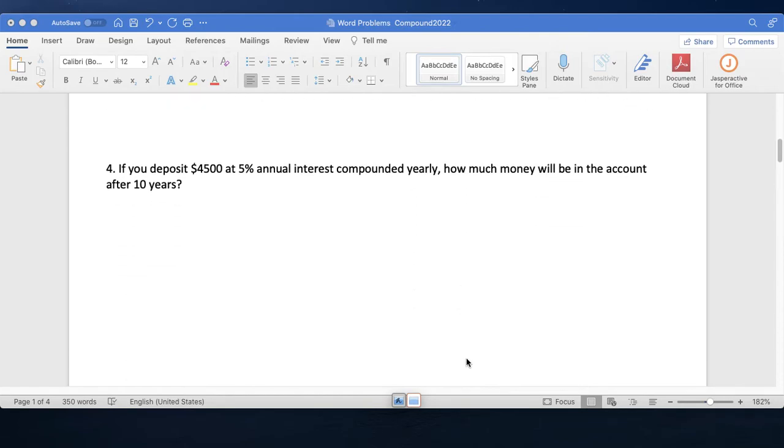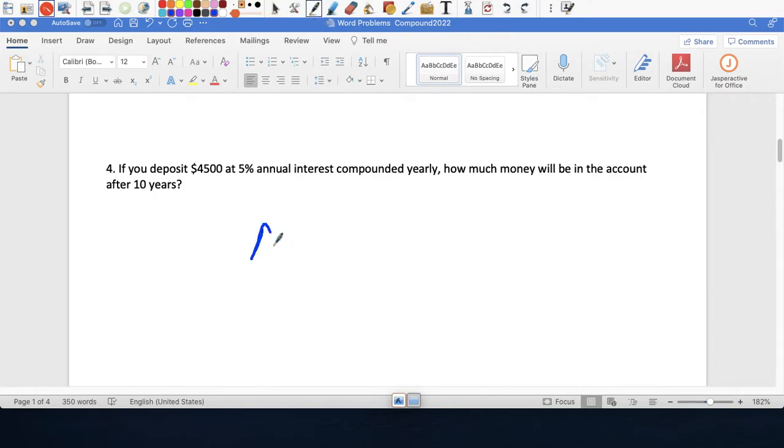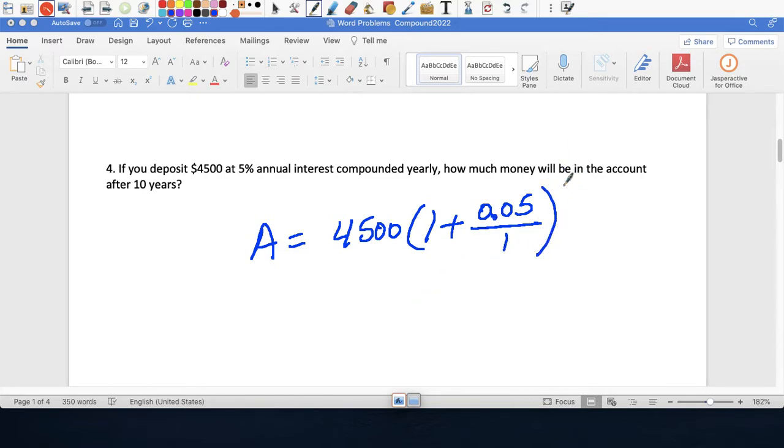4, if you deposit, how much money will be in the account? So we're back to looking for A. That's our unknown. So we're going to put 4,500 in the bank account. 1 plus 0.05 compounded yearly. So it's only compounded once a year. And here it's going to be 1 times 10, or just simply write 10.